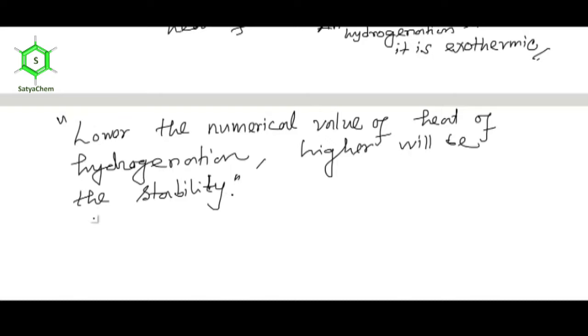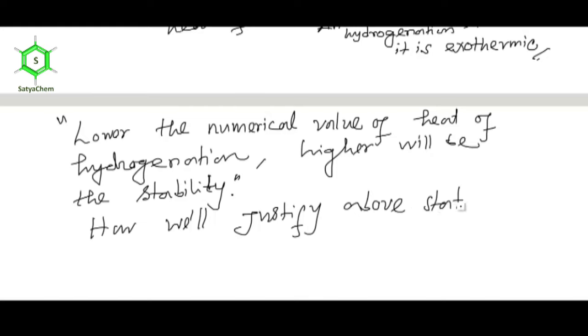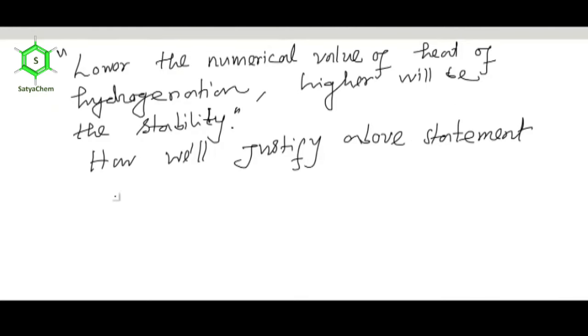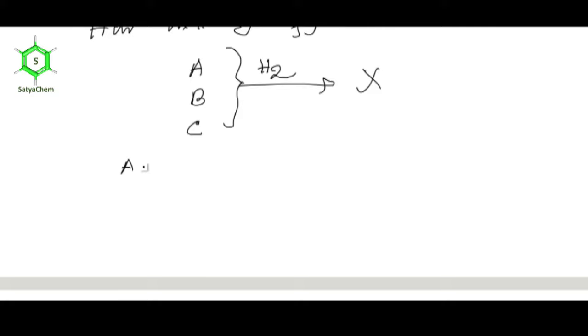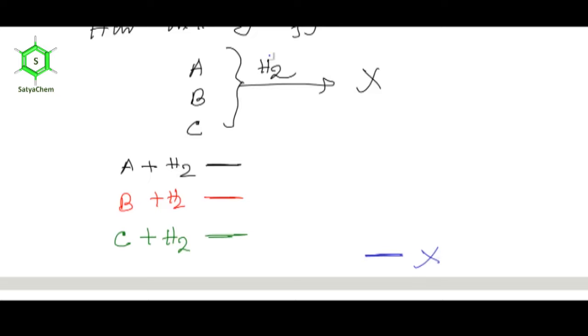we'll take three hypothetical molecules, which we consider to contain double bonds. These three hypothetical molecules A, B and C are reduced by hydrogen, and ultimately we get X, which is completely saturated. Here are A plus H2, B plus H2, and C plus H2, and we get X after reduction. This is the heat of hydrogenation for C, the red is the heat of hydrogenation of B, and the black is the heat of hydrogenation of A.